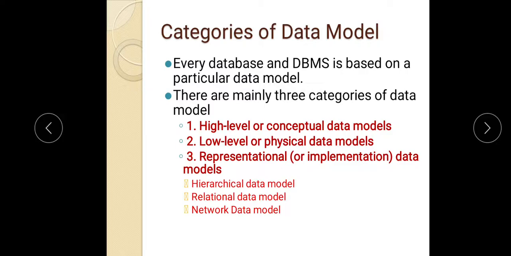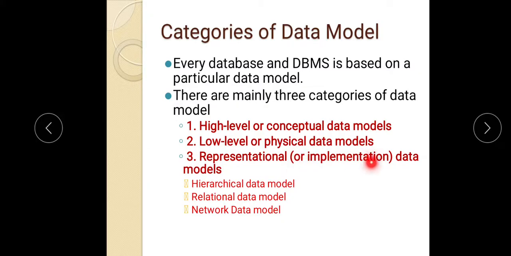That is what we are going to explain. There are mainly three categories of the data model: high level or conceptual data model. So the high level or conceptual data model is the model from the user's perspective. This is the model in the way users view a system or users view data, which is called the high level or conceptual data model.